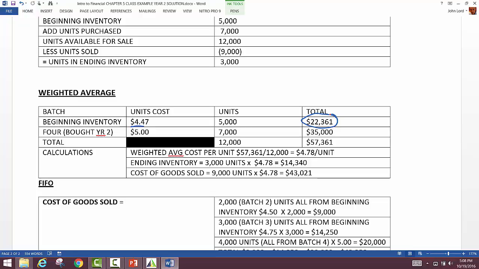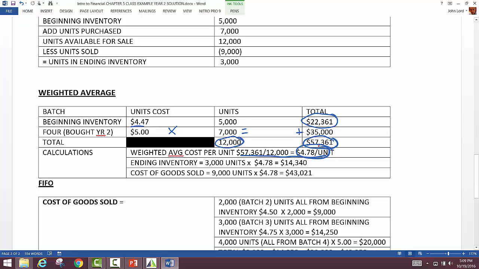And then I simply add in the items that I bought. They only bought one batch in year 2, this batch 4, at 7,000 units at $5 a pop. That's 35,000. I bring that in. 22,361 plus 35,000 means I have total cost of what? 57,361. I divide that by how many units now? 5,000 beginning plus the additional 7,000 I bought. That's 12,000. I do the division and I come up with a new weighted average cost per unit, don't I?